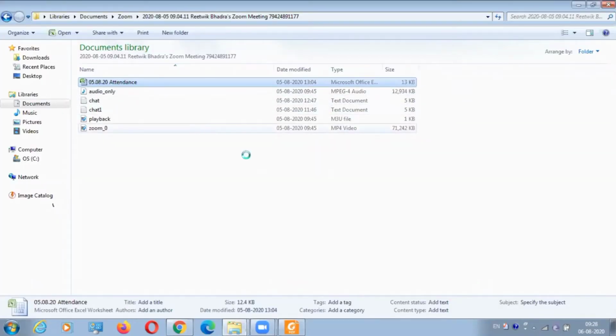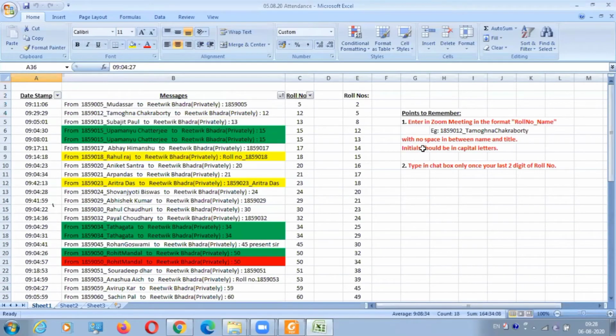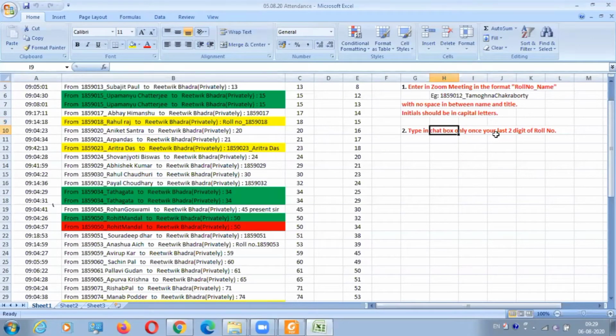Those who have joined late, from tomorrow, you should enter the Zoom meeting through roll number underscore name with no space in between the name. Tomagno Chakraborty, no space between this. How will you enter? The first name should be 1859012 underscore, and the second name should be Tomagno, no space, Chakraborty, no space between name and title. You can give your name initials in capitals, T and C in capital. And in your chat box, no need to type full digits, only the last two digits.